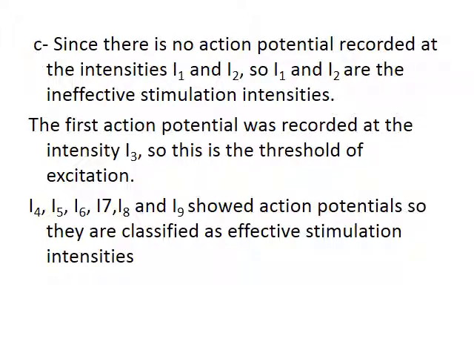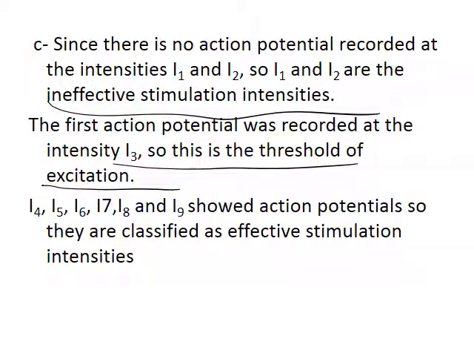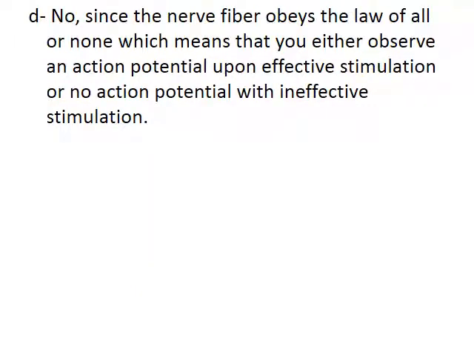There is no action potential recorded at intensities I1 and I2. They are ineffective. The first action potential was recorded at intensity I3, so this is the threshold of excitation. Since we have the first action potential, I4, I5, I6, I7, I8, and I9 show action potential, so they are effective stimulations. If we replace the nerve by a nerve fiber, justify the answer. What will happen?